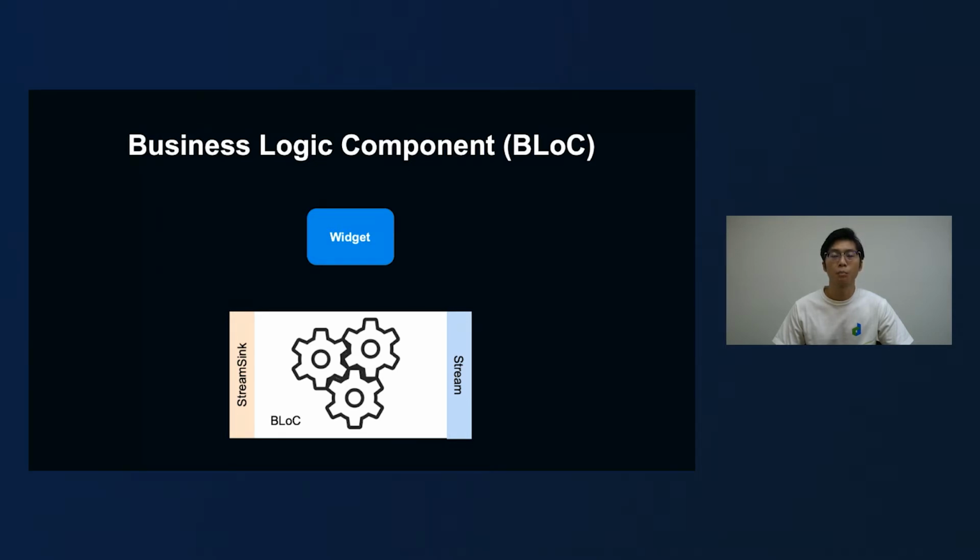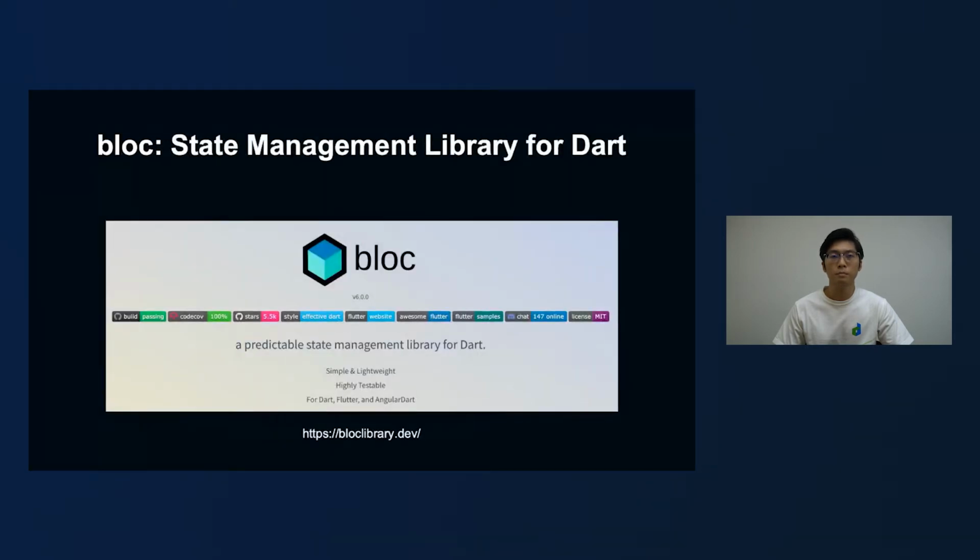And here is how a BLoC works. A widget sends an event to a BLoC through the stream sink. Then the BLoC processes the given event, then emits multiple states through stream for the widgets to update. An event can emit more than one state during the BLoC process. Fortunately, there is already a plugin called BLoC that is made to easily implement a BLoC pattern so that we don't need to deal with the stream by ourselves.